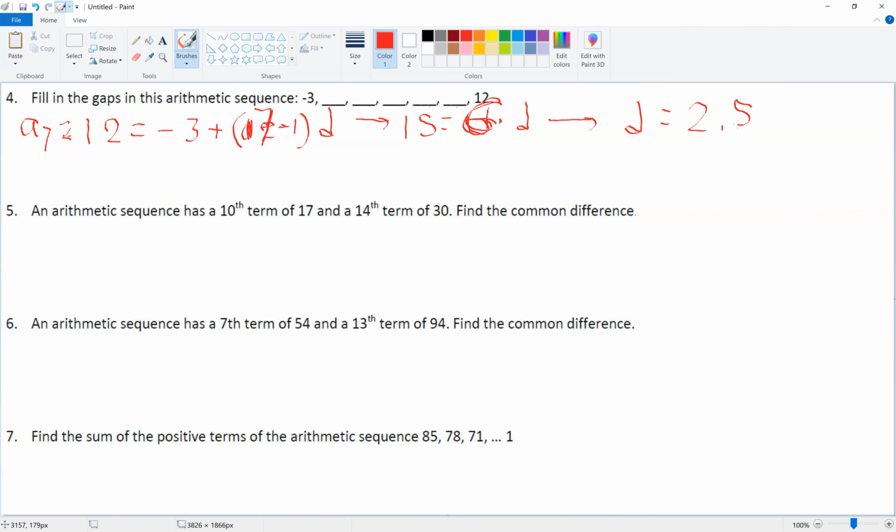So now that you know the d, now you can write the terms, right? Yeah. So next one would be negative 0.5. Next one, 2. Next one, 4.5. Next one, 7. Next, 9.5. And then finally 12. Yeah. Do you see how to do it with the formula? Yeah. Very good. Aiden, number 5.